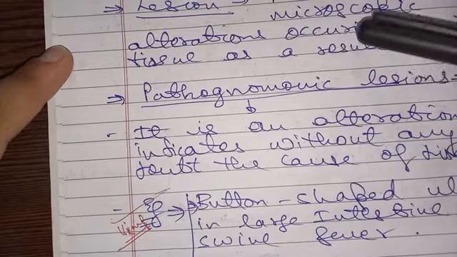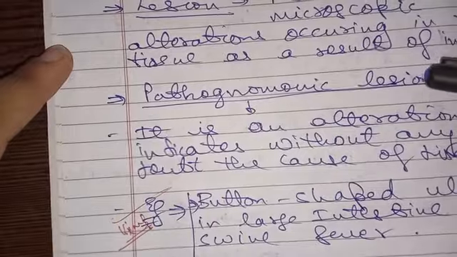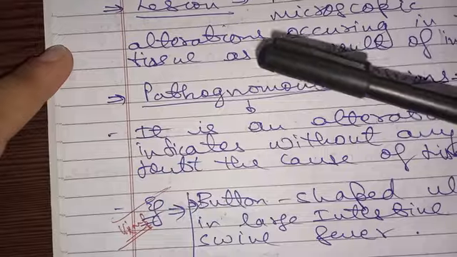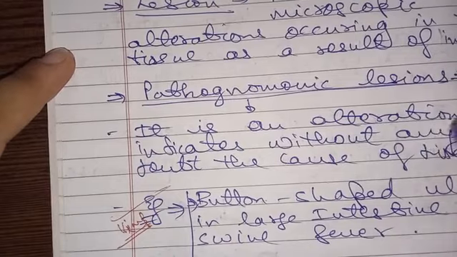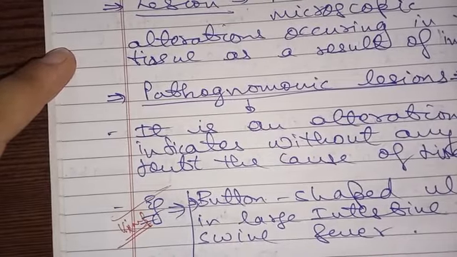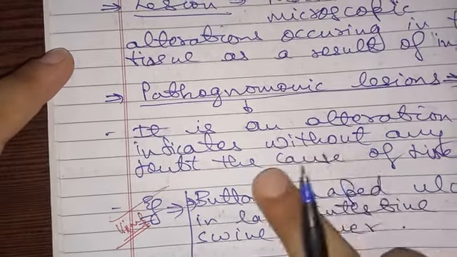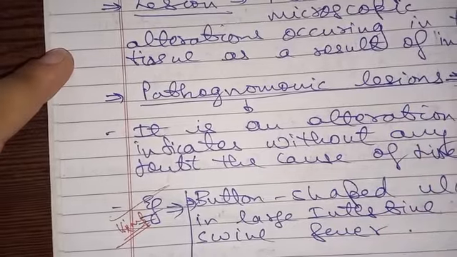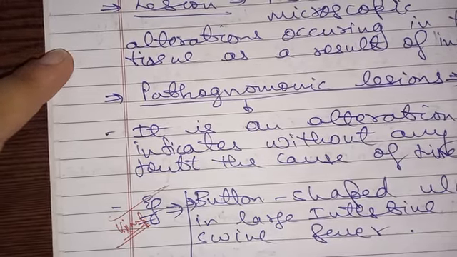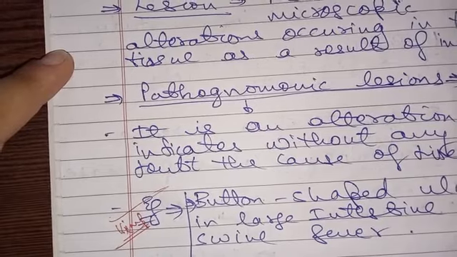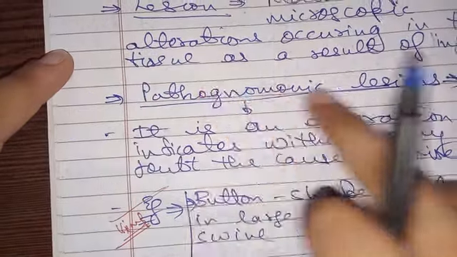Okay, there are 3 types of lesion: pathognomonic, macroscopic, microscopic. Here we will discuss pathognomonic lesion. A pathognomonic lesion is the alteration which indicates without any doubt the cause of disease. Remember what is the meaning of this statement? It means that we can simply look at an alteration or lesion and we can say that, okay, this is the lesion of this disease for sure. That is the meaning of pathognomonic lesion.